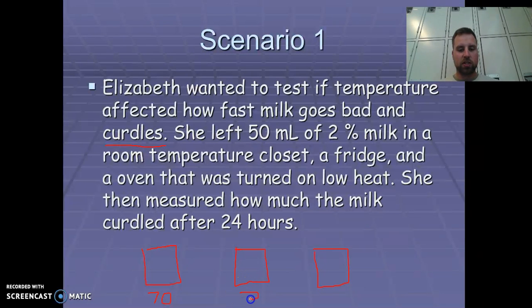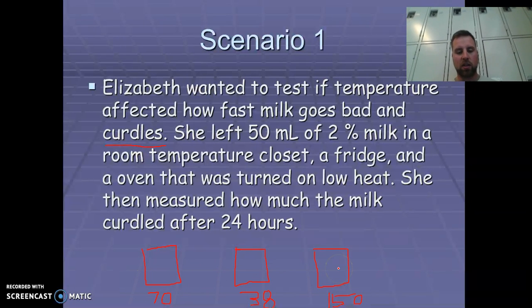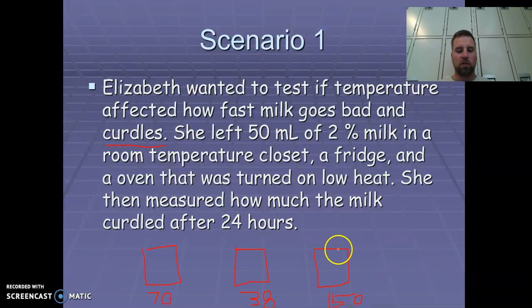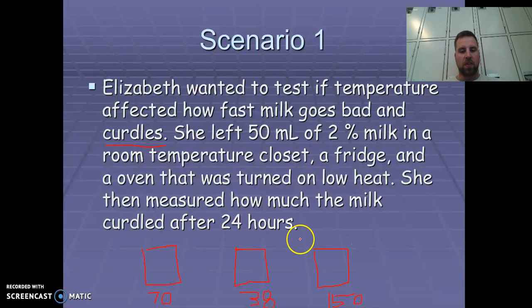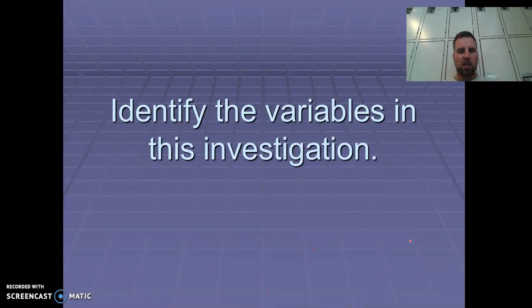So let's say that the fridge is, let's say, 38 degrees. And then an oven at low heat could be something like, let's say, 150 degrees. So here we have 3 things of milk in 3 different environments, and we want to know what's going to happen to how fast they turn bad, how fast they get stinky. Okay, so let's identify some variables from our experiment.